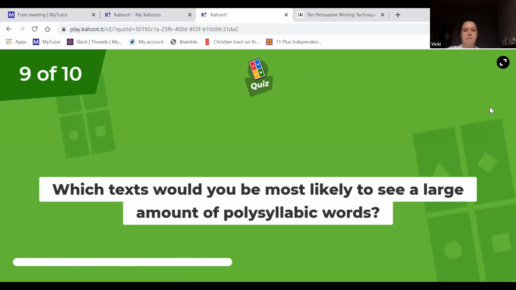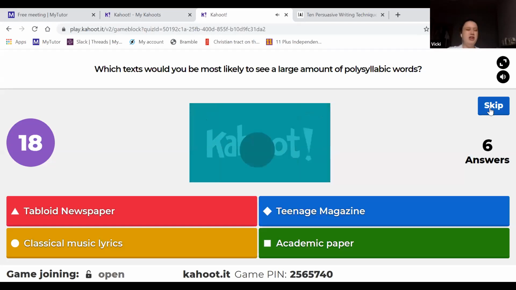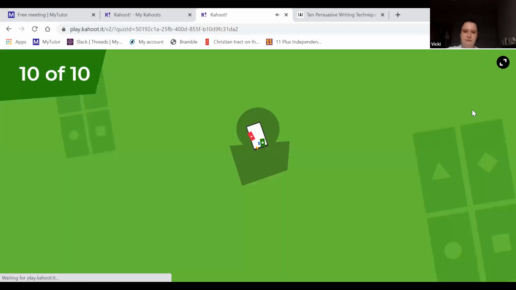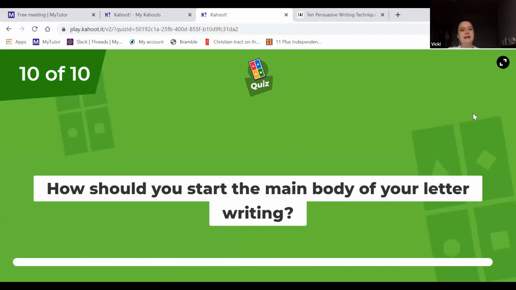Which text would you be most likely to see a large amount of polysyllabic words? So I haven't used that many today, I don't think. Not as much as I might do with a broadsheet. Fabulous, are we at the end? Nope, one more. How should you start the main body of your letter writing?